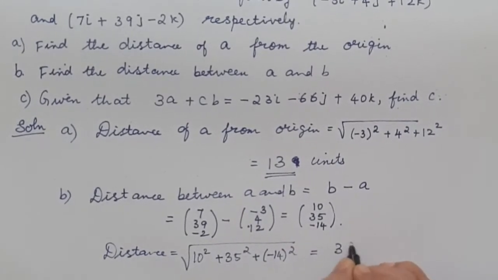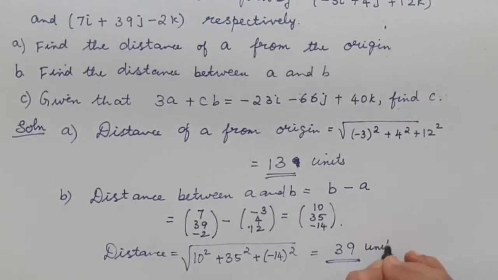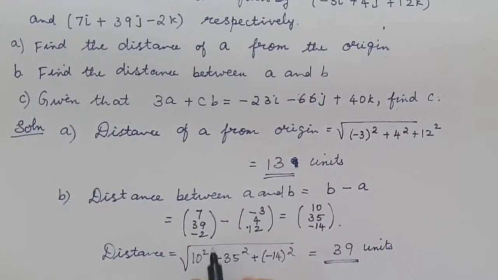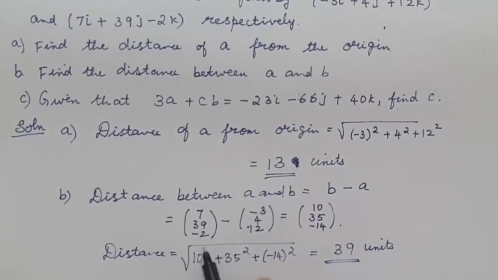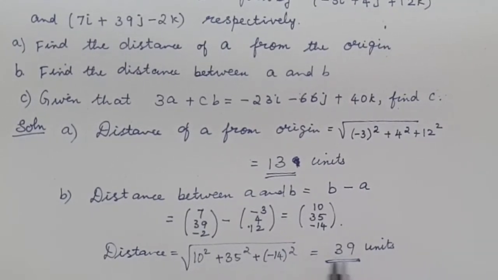When we use the calculator and simplify, this will be equal to 39 units. We can also directly write it as 7 minus 3 the whole square, 39 minus 4 the whole square, minus 2 minus 12 the whole square. Then also you'll get the same way.